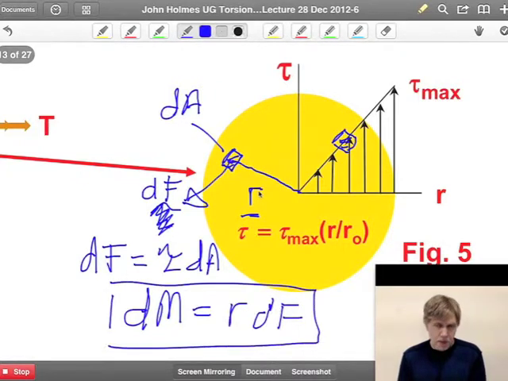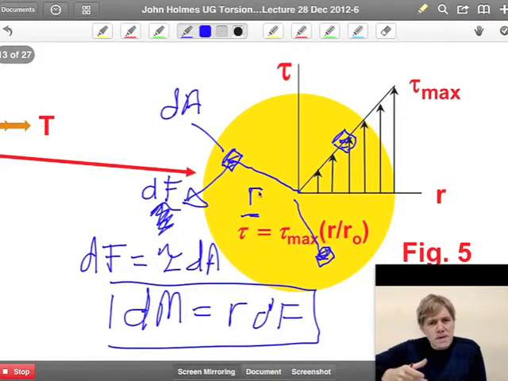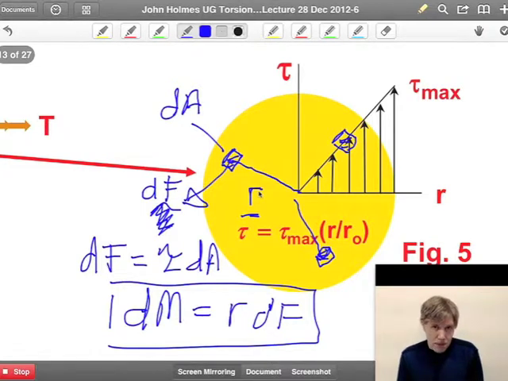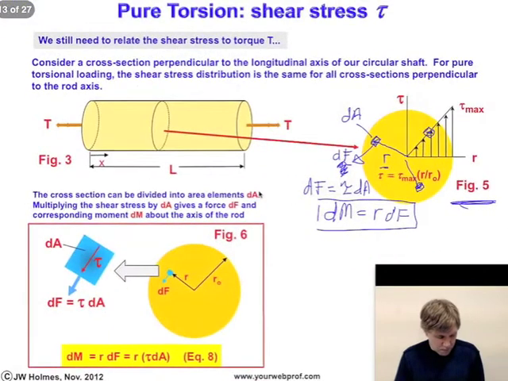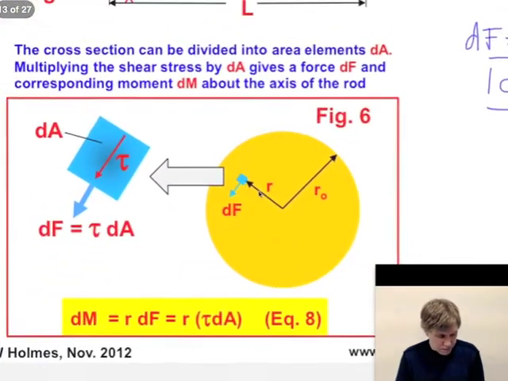Now, if you think about it, I've got many of these small elements of material at different radii. What I want to do, that's essentially what's resisting this external applied torque, or the internal moments dM. Okay, so now let's do that once more, because that's a very important point.